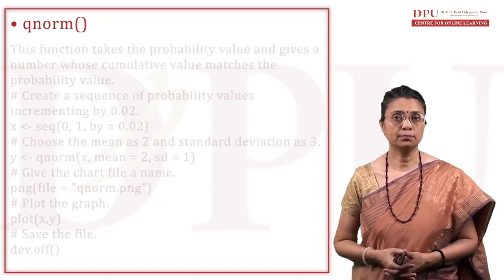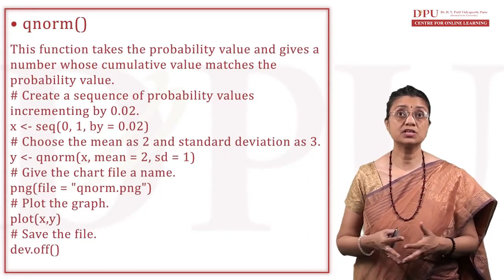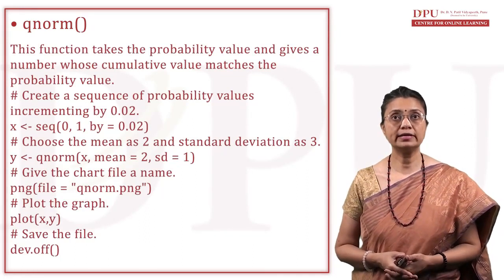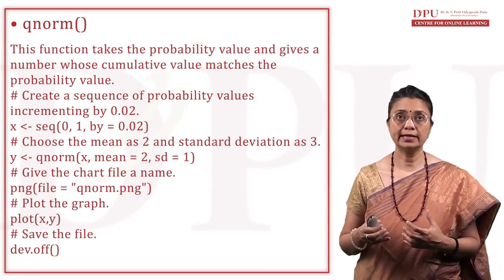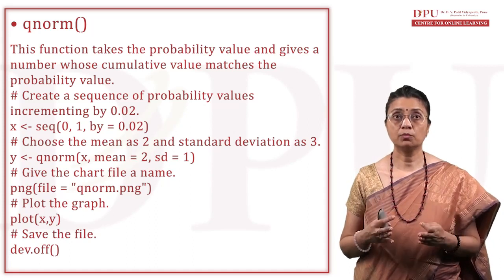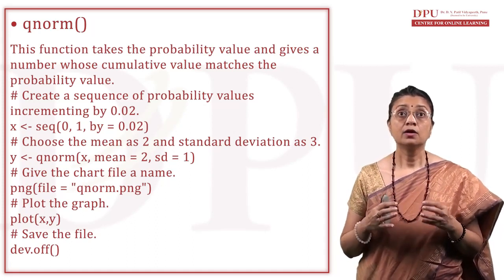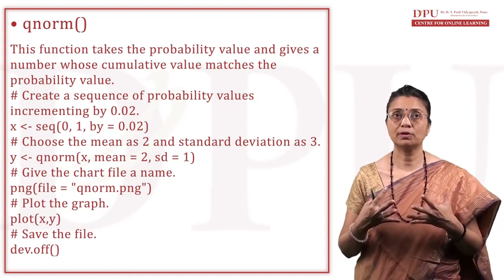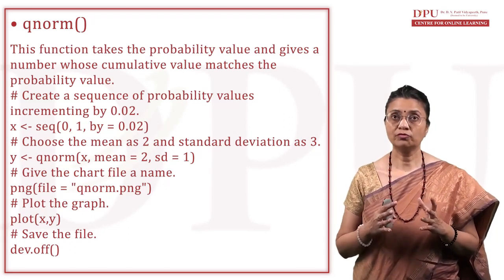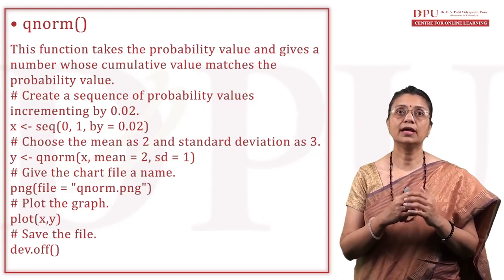Next I have the qnorm. Now this function takes the probability value and gives a number whose cumulative value matches the probability value. So basically the idea is that I am giving a probability value, and which particular number has a cumulative value that matches the probability value. So I want to find out which number has the particular probability value.